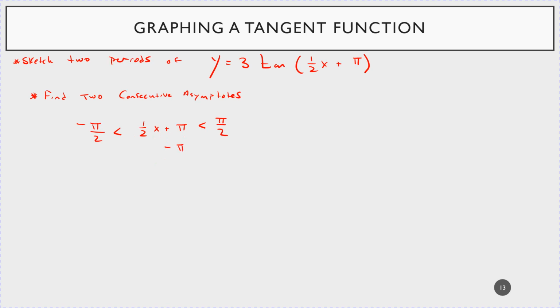So the first thing you're going to do is subtract pi. Minus pi over 2 minus another pi gets me minus 3 pi over 2. Pi and minus pi go away. And pi over 2 minus pi, what does that get me? That gets me minus pi over 2. And then you multiply everything by 2, okay? And you end up just getting minus 3 pi is less than x is less than minus pi. All right?